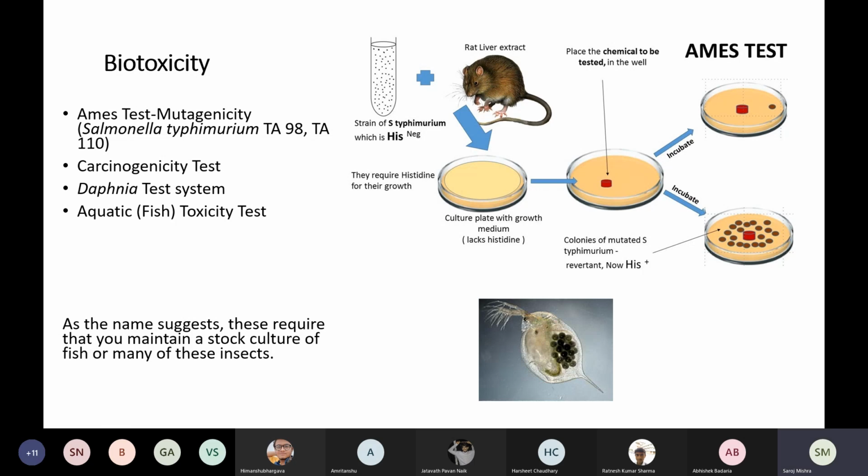Can anybody take a guess? It is added as a medium for growing this Salmonella. No, not at all. Salmonella can grow by itself.